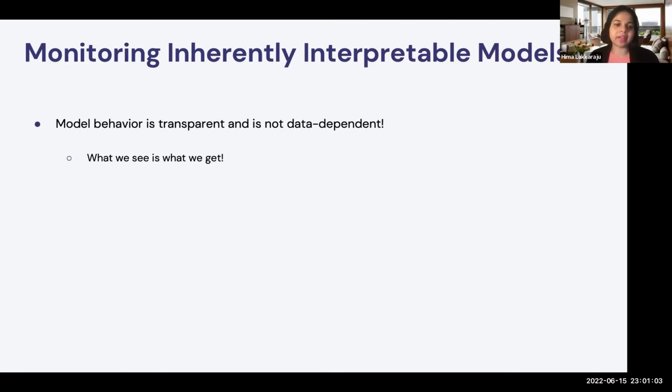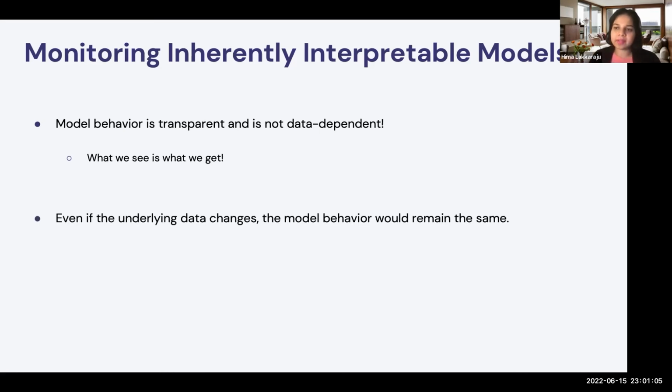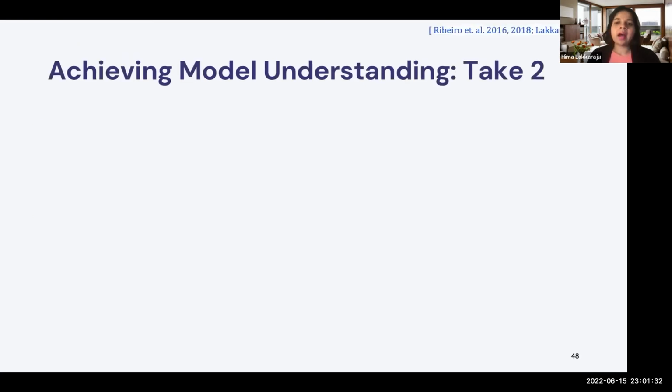And that's what we are trying to say here. This basically implies that even if the underlying data changes, the model behavior would remain the same, right? Because we see the model in its entirety, okay? There are no more surprises. So given that, at least from the perspective of our understanding of the model's behavior, we don't need to do a lot in terms of model monitoring with models that are inherently interpretable, right?